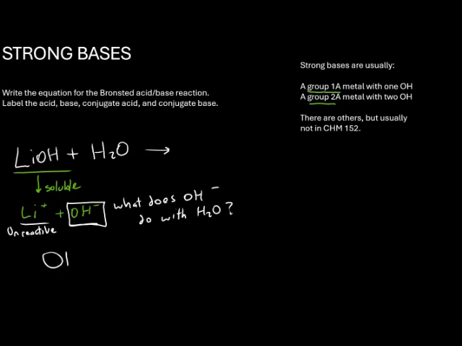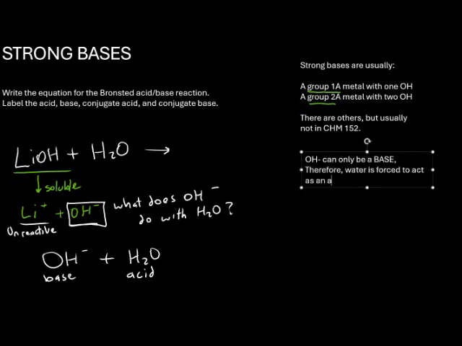What we'll do is write that OH minus will be our base, which means that water must be our acid. Just as before, the base will gain a hydrogen and go more positive. So if OH minus gains a hydrogen, we now have two H's and one O. This actually just gives us back water.